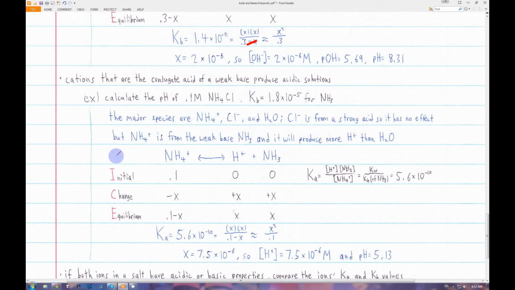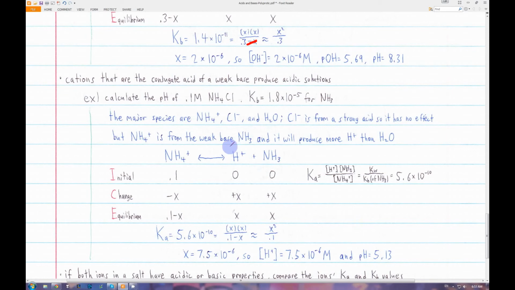It will dissociate into the proton and ammonia, and then we make the ICE chart. Again we can find the Ka for the ammonium ion by taking the Kw and dividing it by the Kb of ammonia, the weak base that it came from. Then we solve for x, and that will be the concentration of the H+, and then we can solve for the pH.